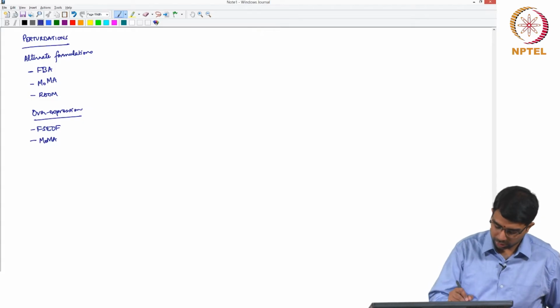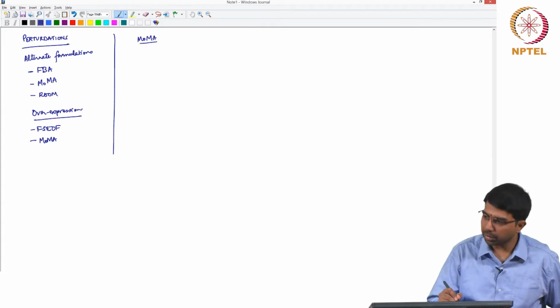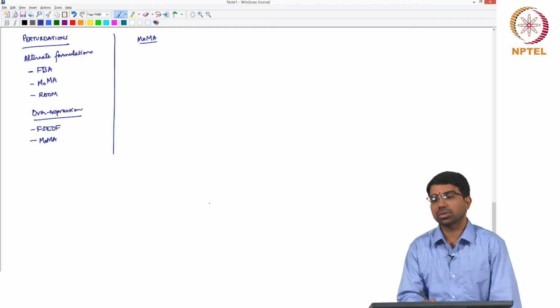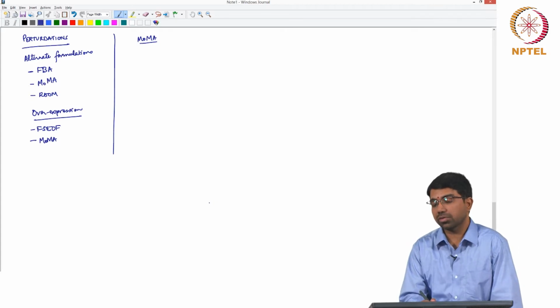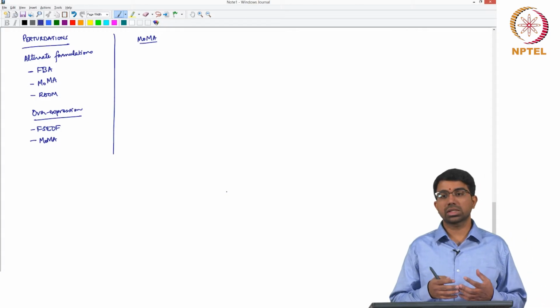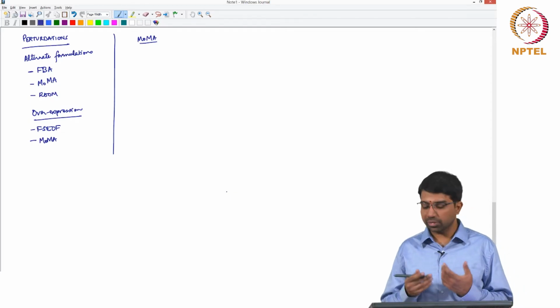So, what is MoMA, right. We now said that it is not very fair to say that the objective function must always be growth maximization, because there are cases where clearly the organism may not be able to sustain maximal growth, for example under several gene deletions or even a single gene deletion.